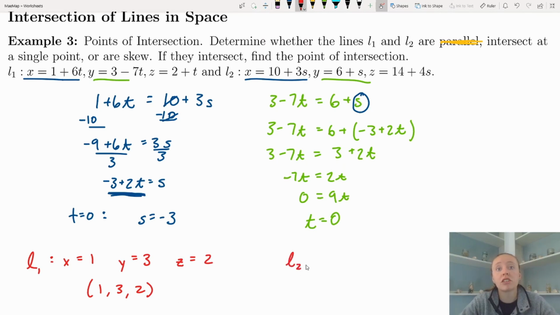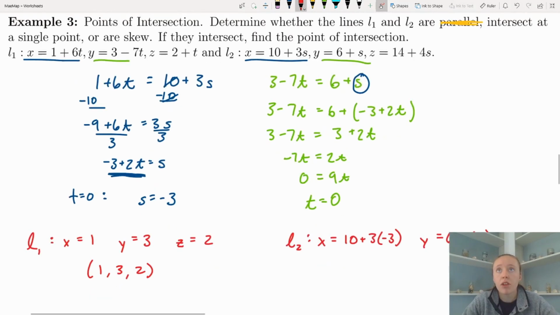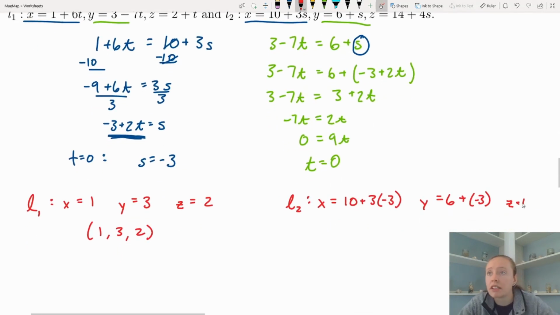Now looking at L2, that's where I'm going to use that s equals negative 3. I'll get x equal 10 plus 3 times negative 3. Then I'll get y equal to 6 plus a negative 3. And z equals, let's slide this over just a tad, 14 plus 4s. So let me go ahead and slide that up so you can see 14 plus 4s, which remember, s is a negative 3. So let's do this math.